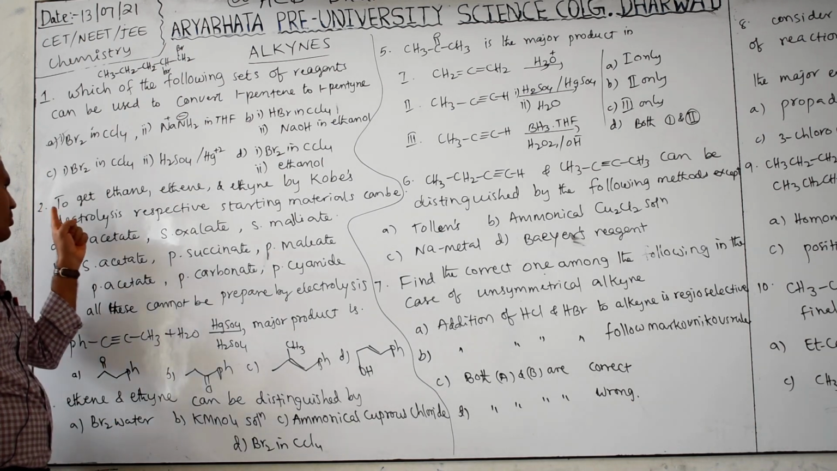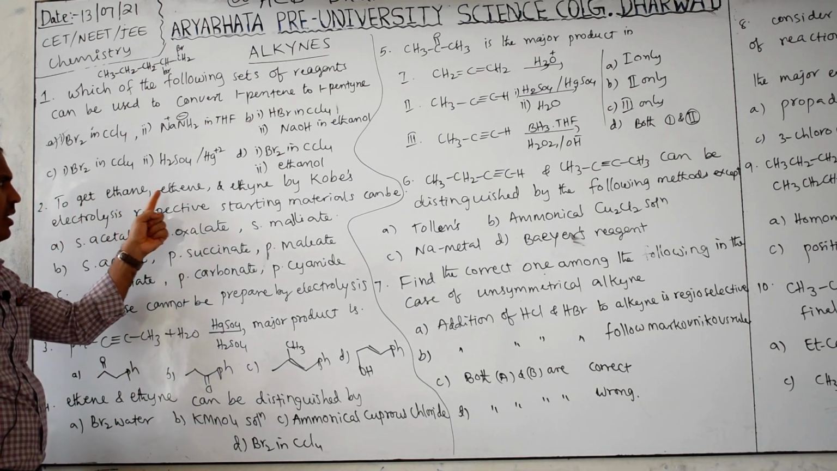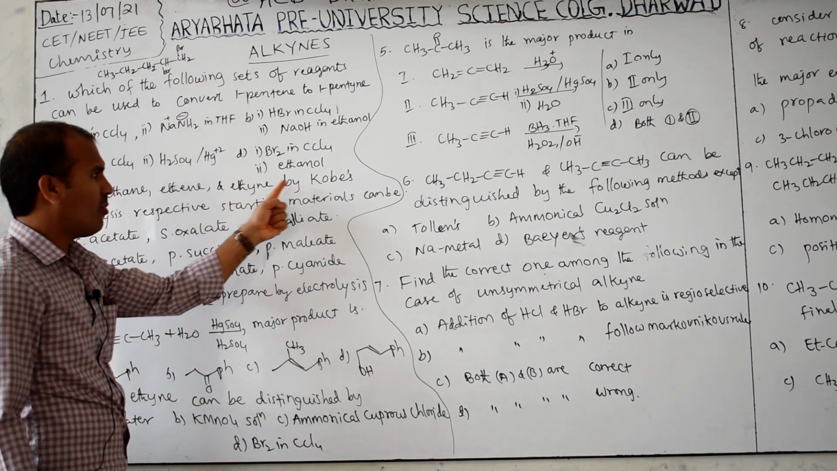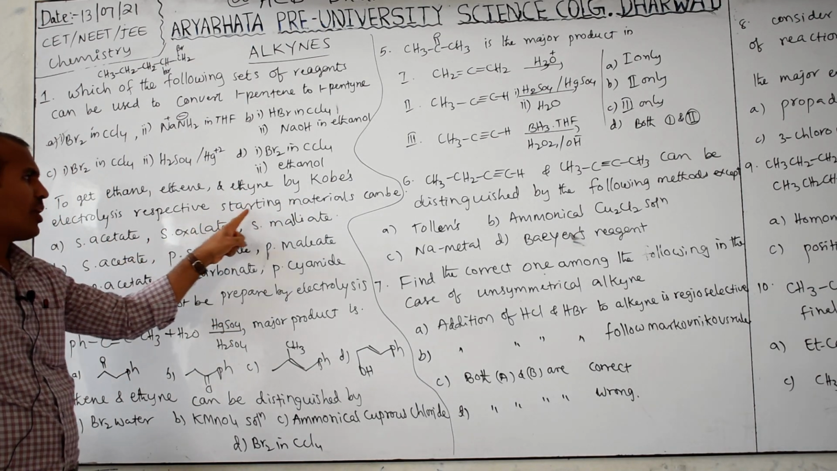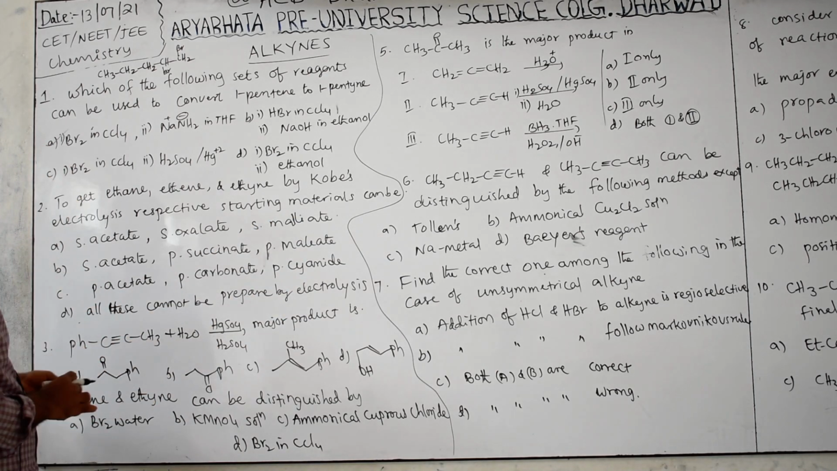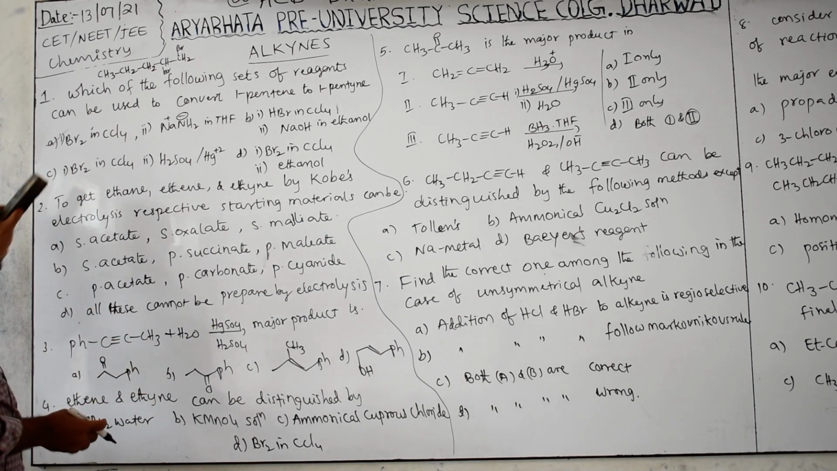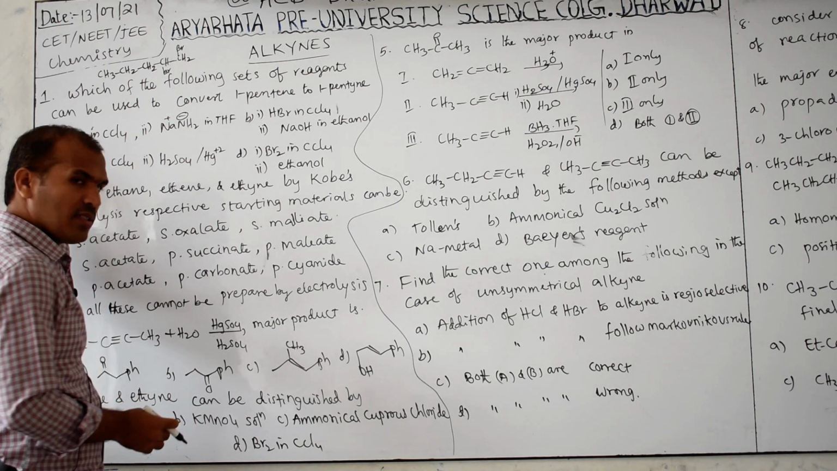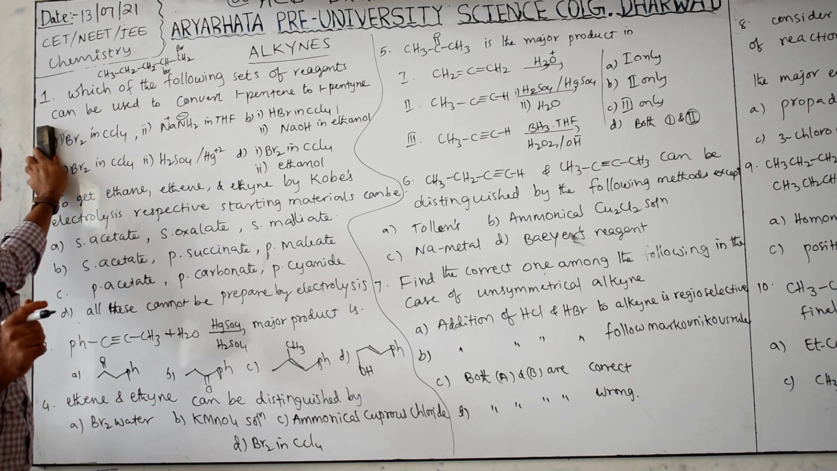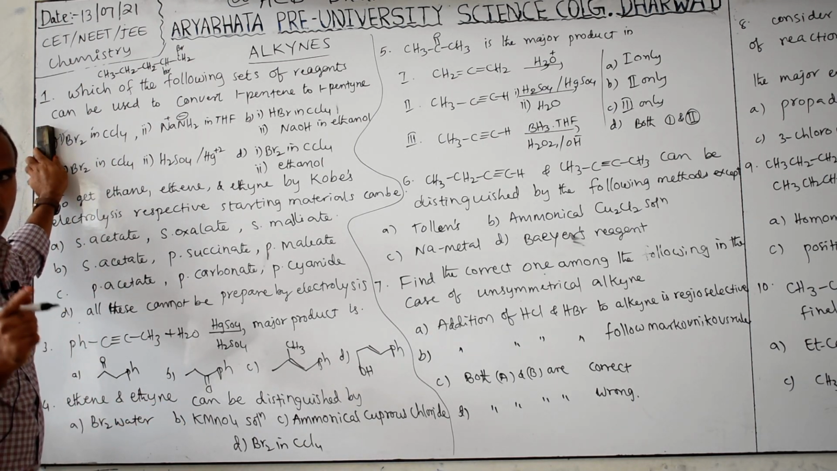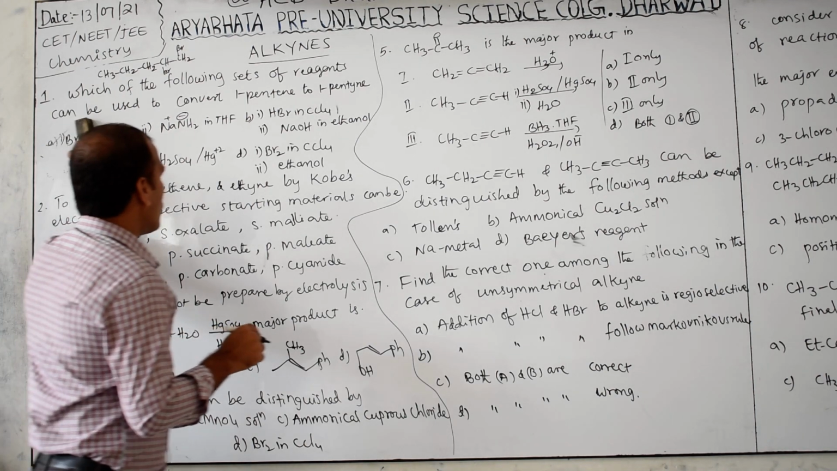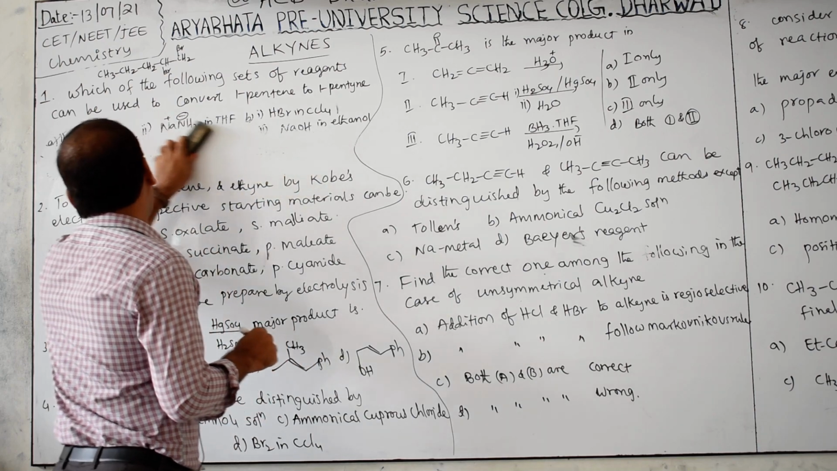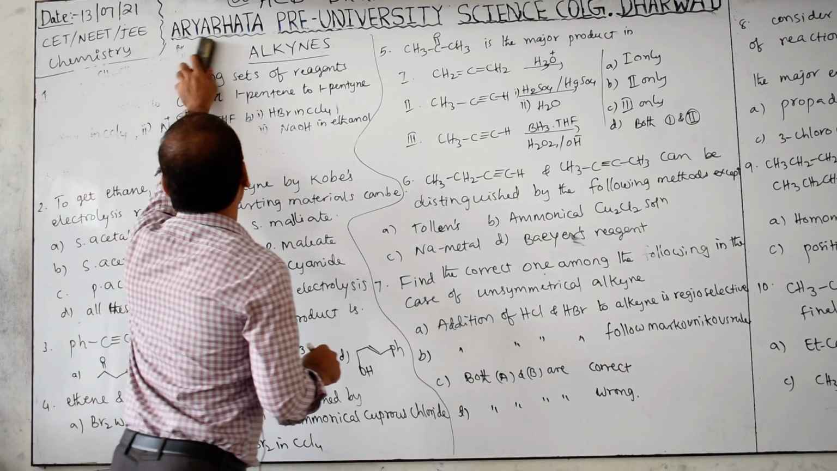Next, the second one. To get ethane, ethene, ethyne by Kolbe electrolysis, the respective starting material can be... In your textbook, Kolbe electrolysis is given in the first chapter only. In alkene and alkane it is not given; only in alkane it is given in your textbook. But all of these we can prepare by the Kolbe electrolysis method.